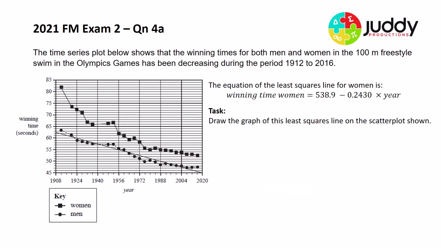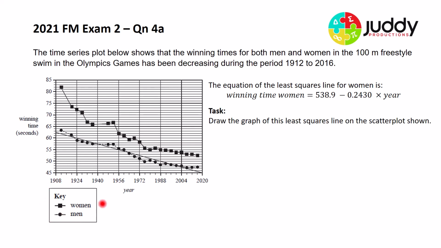2021 Further Maths Exam 2, question 4a. The time series plot below shows that the winning times for both men and women in the 100-metre freestyle swim in the Olympic Games has been decreasing during the period from 1912 to 2016. And we have here an equation for the least squares line for women. It says the winning time for women is equal to 538.9 take away 0.2430 times the year. And our task again is to draw the graph for this least squares line on the scatter plot shown.